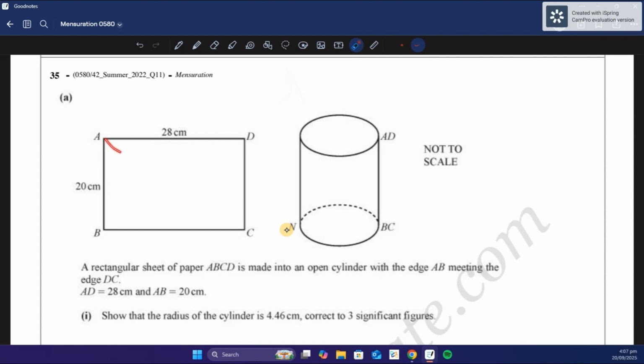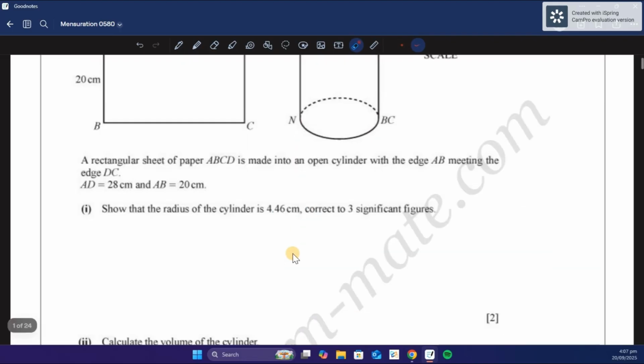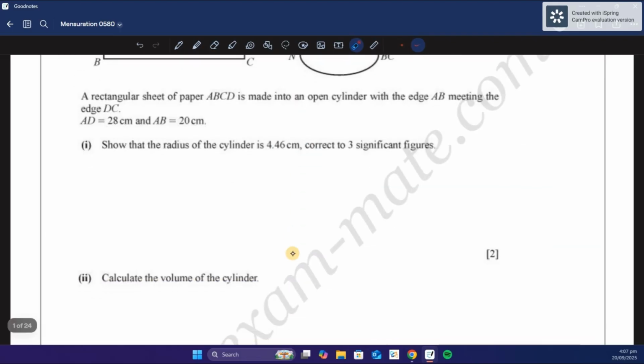So if we make this into a cylinder, this becomes the circumference of the circle. So the circumference is 28, and the height of the cylinder is 20. Show that the radius of the cylinder is 4.46 centimeters, correct to three significant figures.